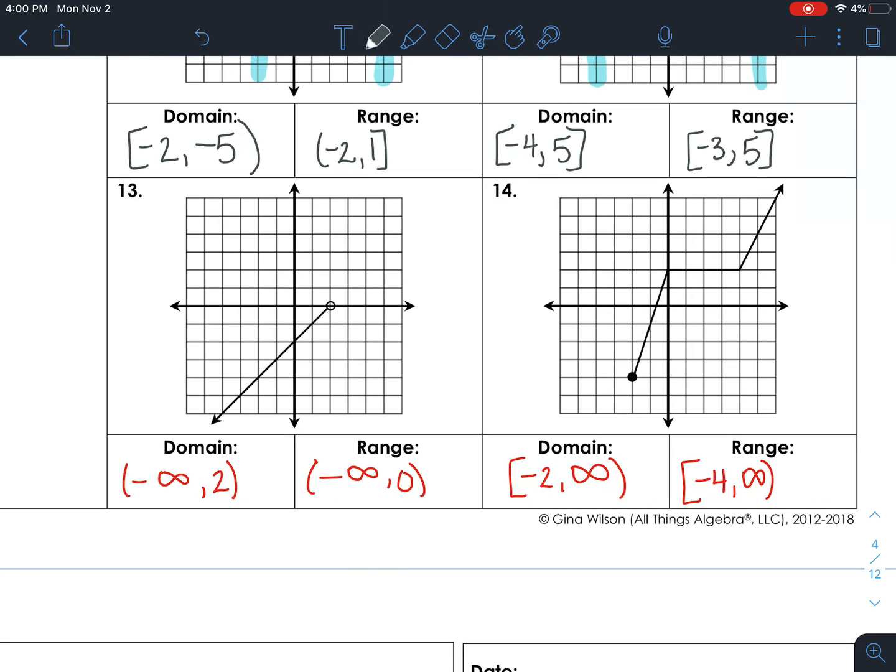I've done 13 and 14 for you. Be very careful. Again, we have an open circle here, and this arrow goes on and on forever.